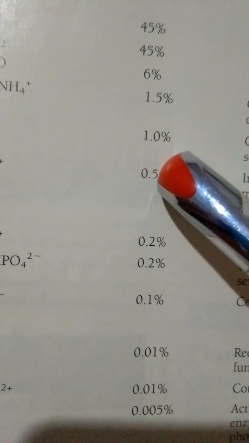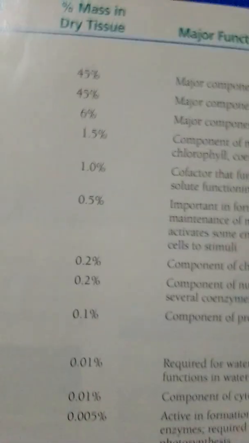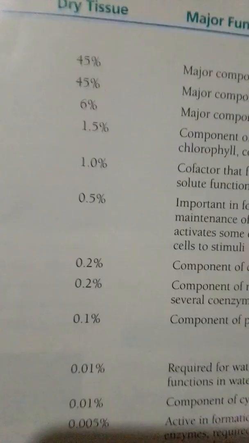coenzymes. Potassium, K+, 1.0%, cofactor that functions in protein synthesis, operates as a solute functioning in water balance, operation of stomata. Calcium, Ca2+, 0.5%, important in formation and stability of cell walls and maintenance of membrane structure and permeability.